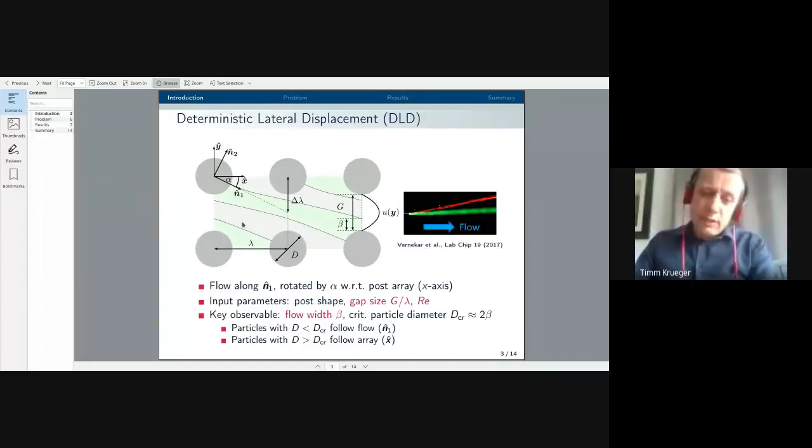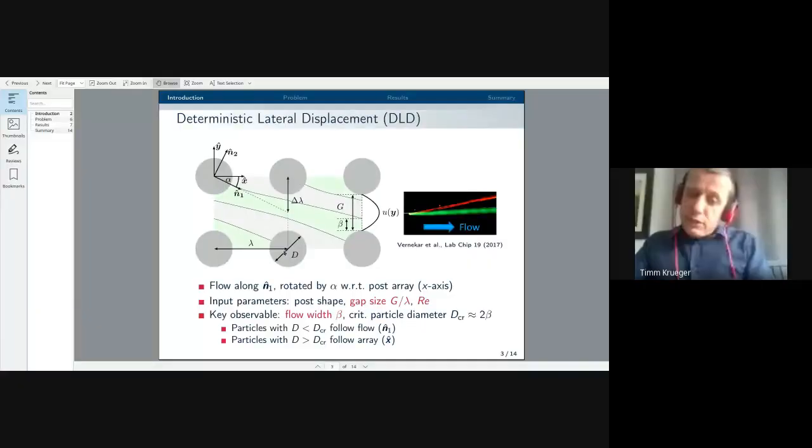And the idea is very, very simple. If you have a particle that is small enough to fit into this streamline here, basically, then it will follow the flow and go between two posts in lateral direction here. But bigger particles, they will continue forward in the direction of the x-axis, which is the array axis, because these particles are forced by the posts and they cannot enter this gap here. And this works very well.